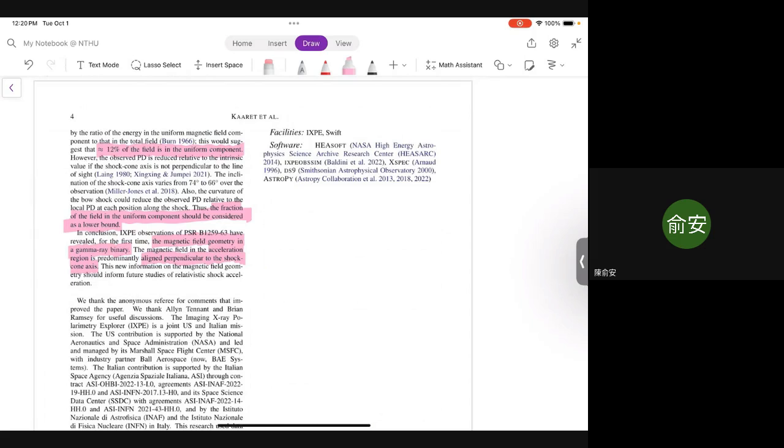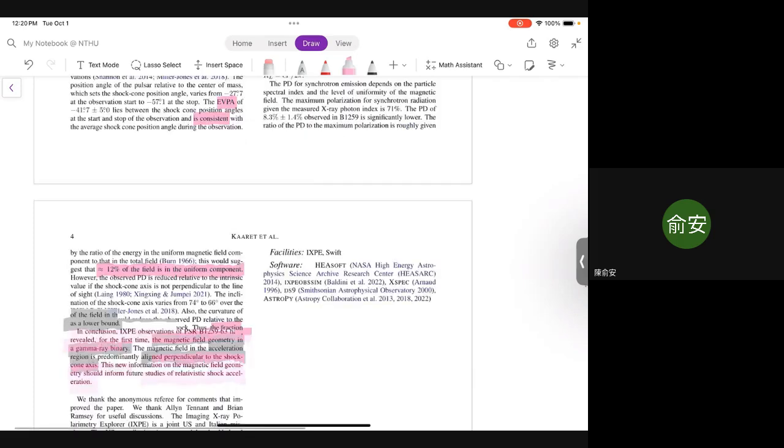They say that the main point of this paper is that magnetic field geometry in a gamma ray binary is discussed, and they figure out that the acceleration region is aligned perpendicular to the shock cone axis. Okay, any questions, comments?